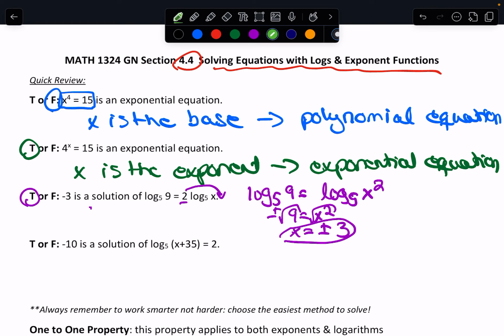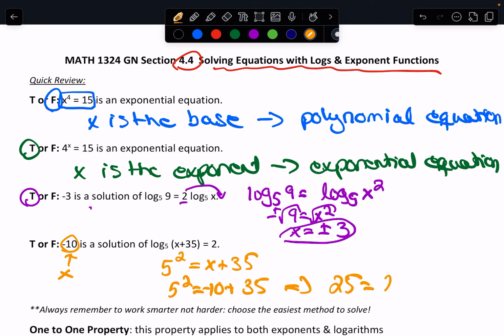All right, next one. -10 is a solution of log base 5 of x plus 35 equals 2. So we're going to write this as an exponential equation. So 5 is the base, 2 is the exponent, and this equals x plus 35. So we're going to plug in the -10 as x. 5 squared equals -10 plus 35. And we know that 5 squared is 25. -10 plus 35 is 25. So it is true.